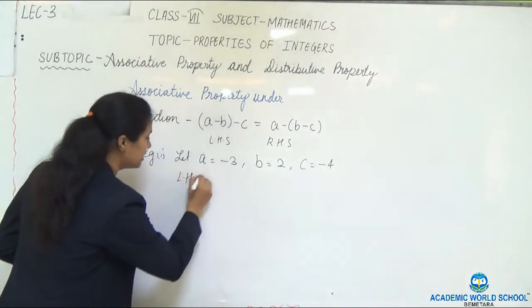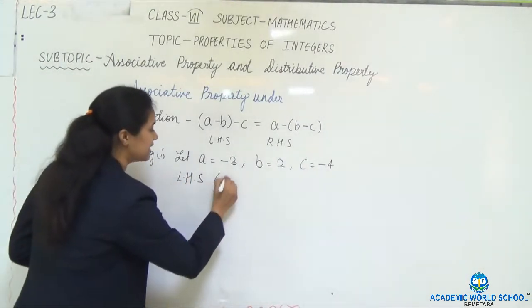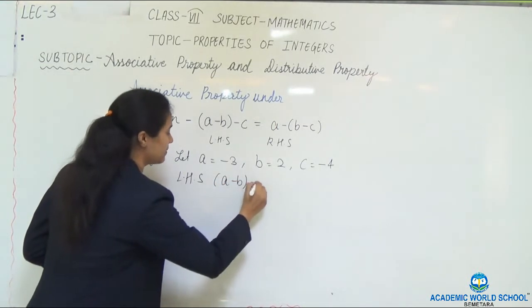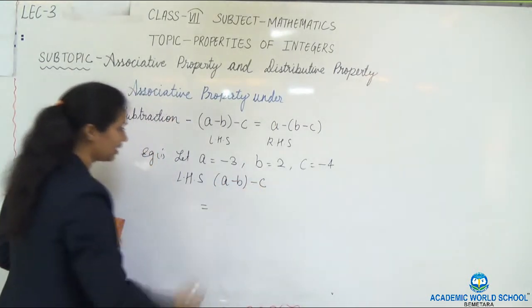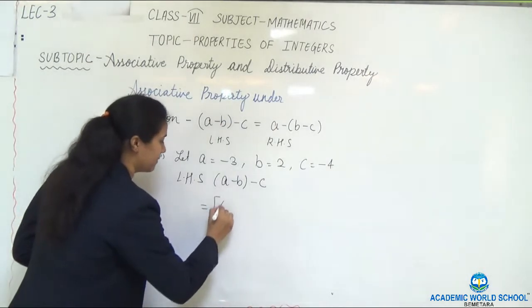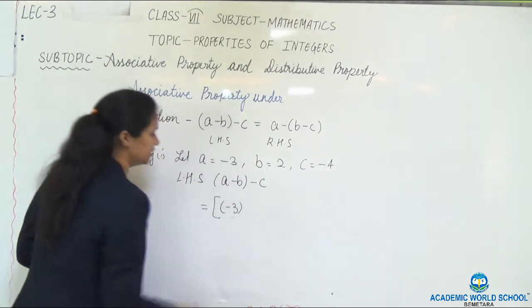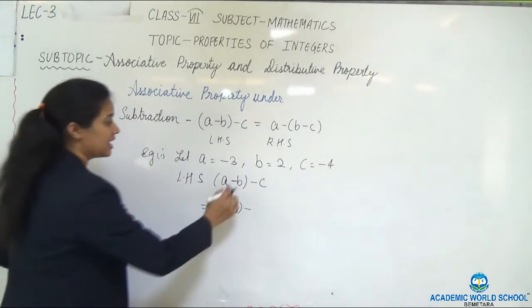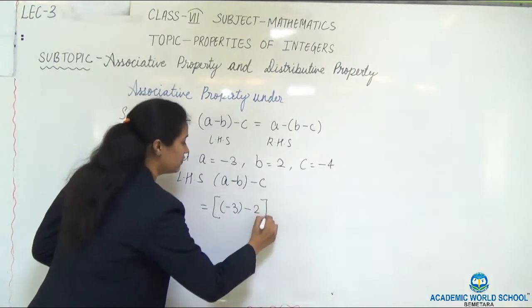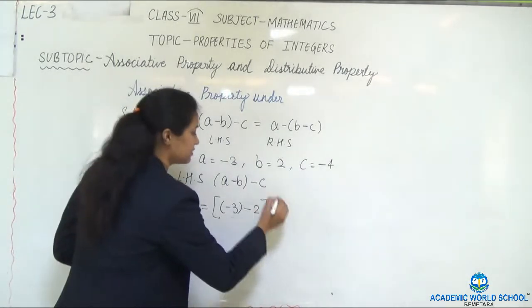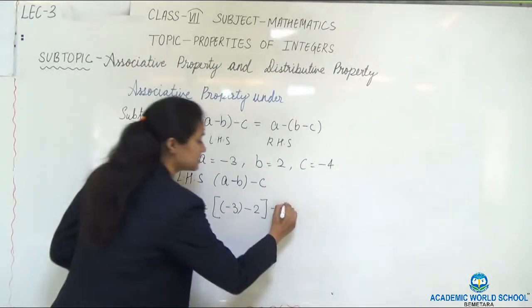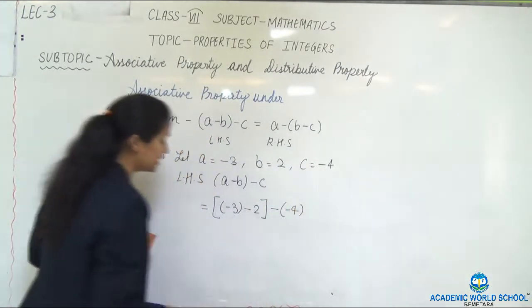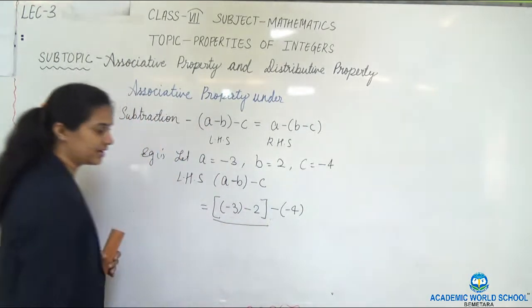Now considering the left hand side. What is the left hand side? (A minus B) minus C. What is A over here? -3. Minus sign is there, so we put minus. Then we substitute the value of B. Then we substitute the value of C. Again you need to open the bracket.